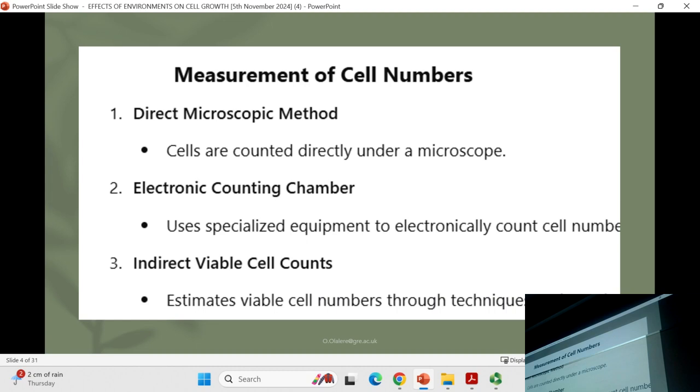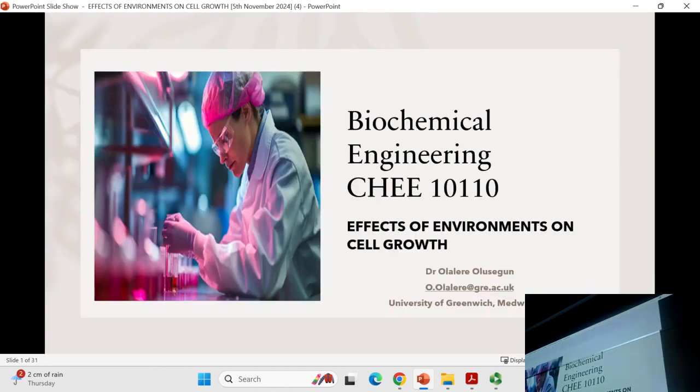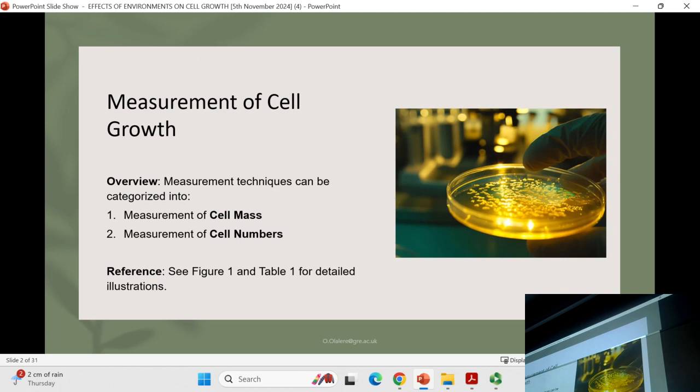Then we have measurement of cell number. We have the microscopic method, where cells are counted directly through a microscope. How do we count through a microscope? There's something we call a counter. I used it in one of the places I worked before. You put it inside and it counts automatically on its own. I've forgotten the name, but it can count on its own.